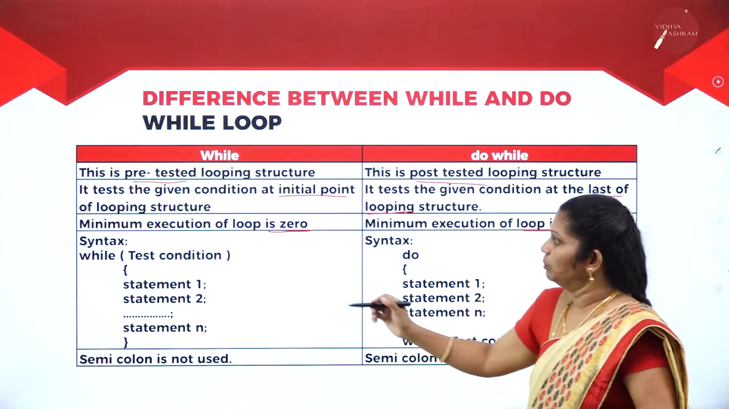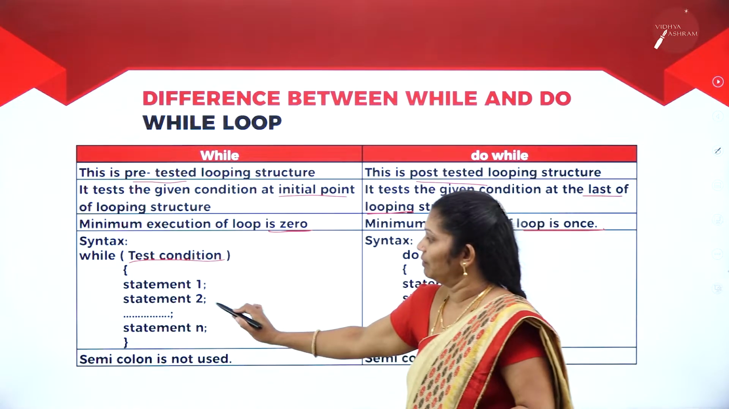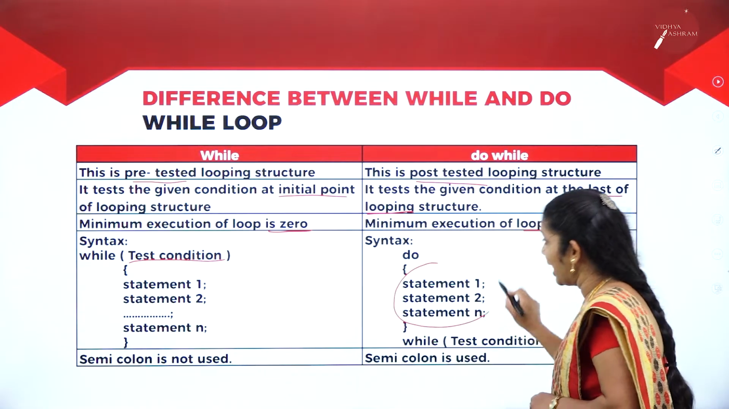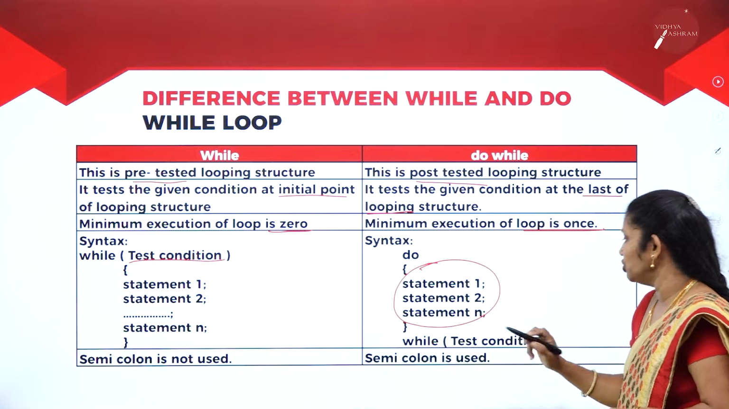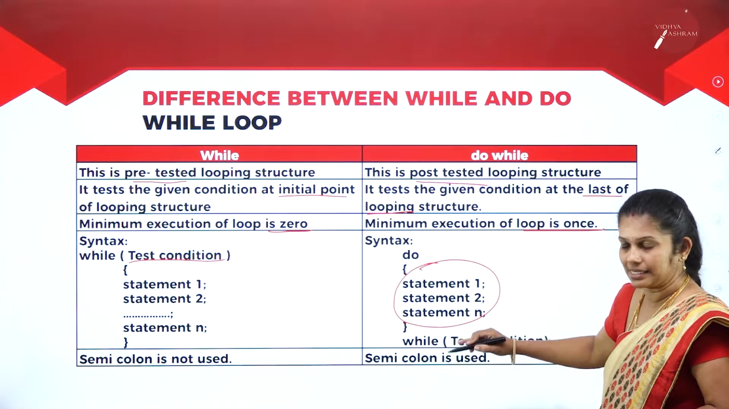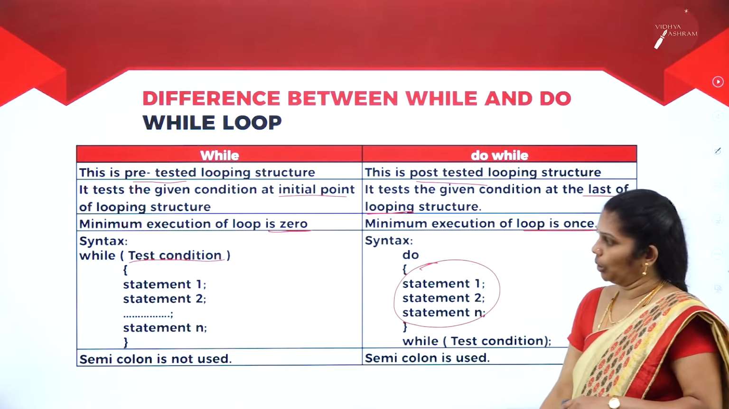If you observe here, first it will check the condition. If it is wrong, not even a single time will the statement execute. Whereas here, first it will execute the statement, and later on it will check the condition. That's why, if the condition is wrong in the beginning itself, the statement still executes minimum one time.